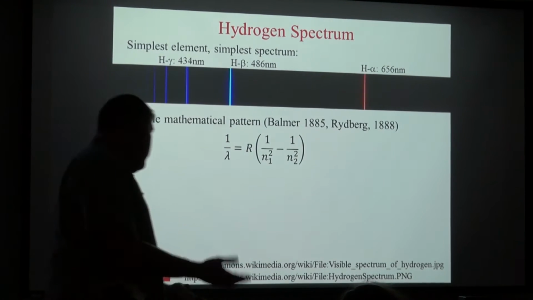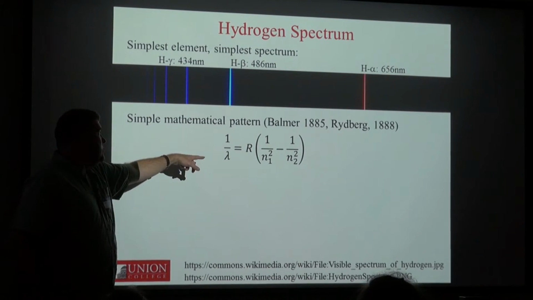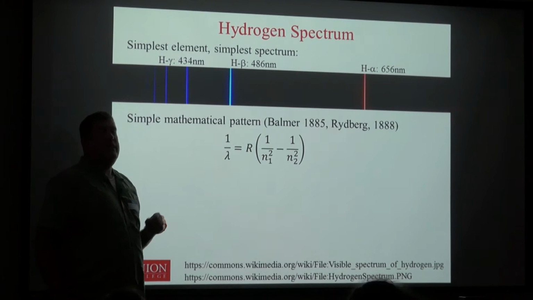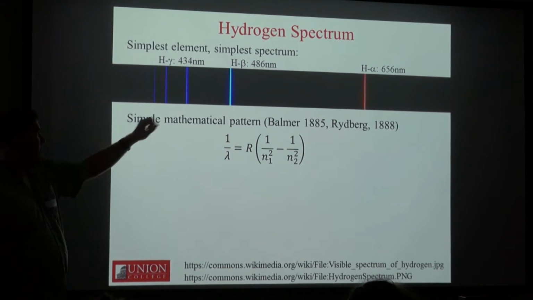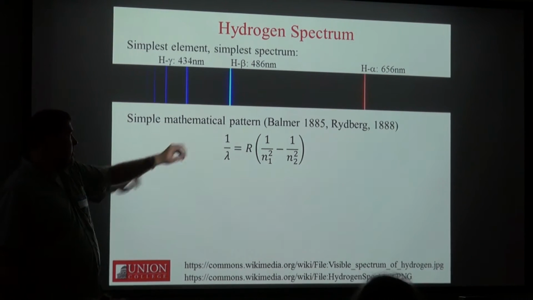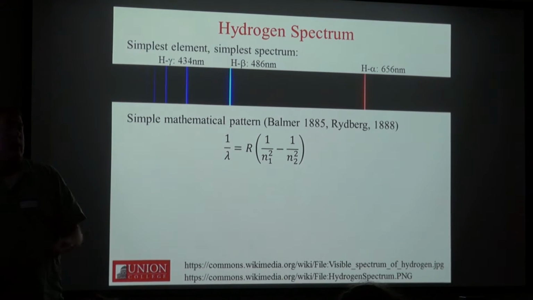Right? This pattern. A couple of people, Balmer was actually a school teacher, just playing around mathematically with the measured frequencies of these, found a relationship between these frequencies that said you can relate the wavelength to some constant of nature that nowadays we call R after Rydberg, who put the equation in this form.